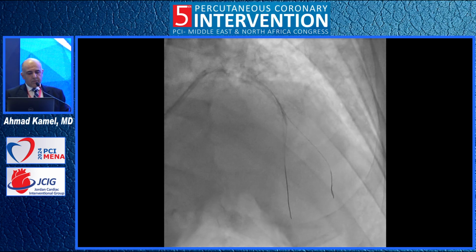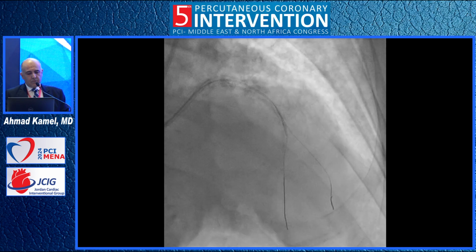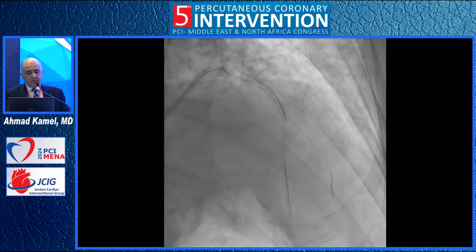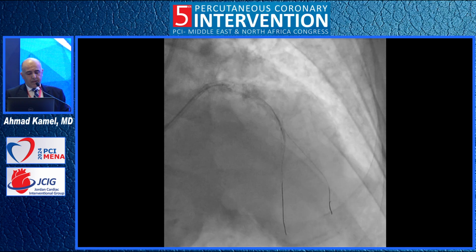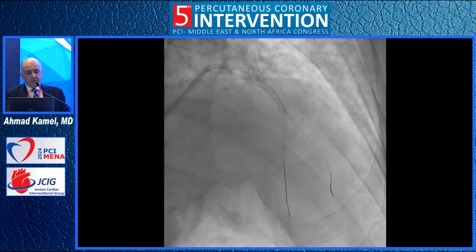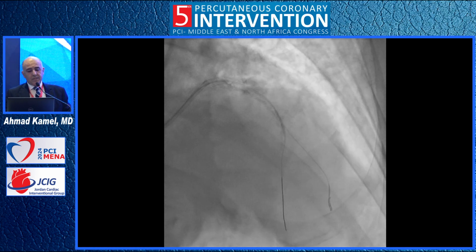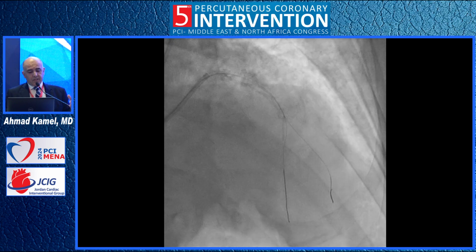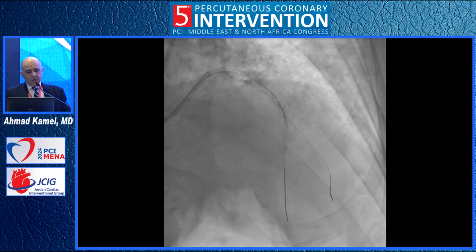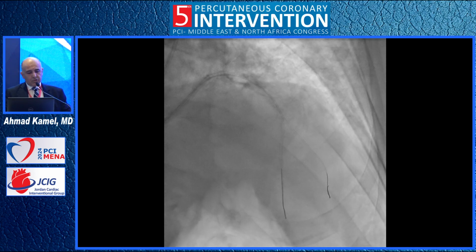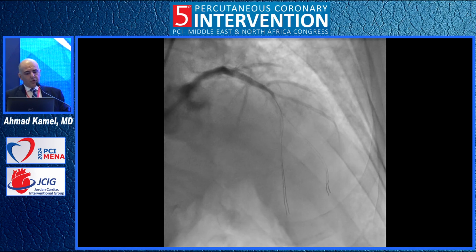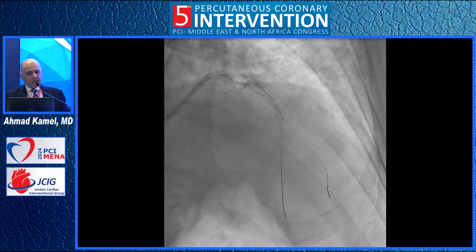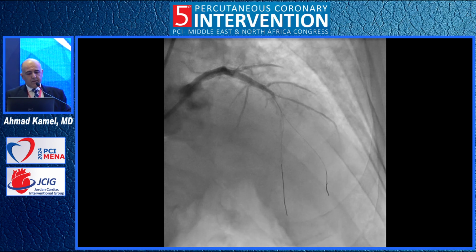Ballooning, this is a 2.0 balloon. Once, twice, third time at the bifurcation of the diagonal. So this is after we opened the LAD with balloons. We have sluggish flow distally. So now I try to stent in order to secure the flow in the distal LAD. This is a 2.5 millimeter stent by 28, I think.